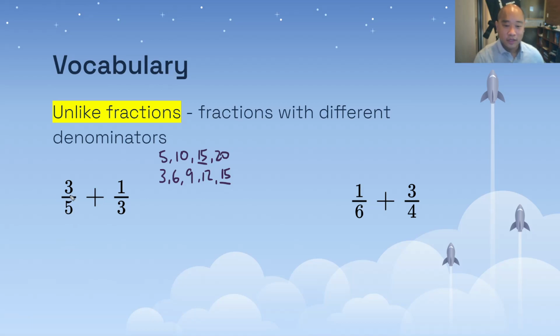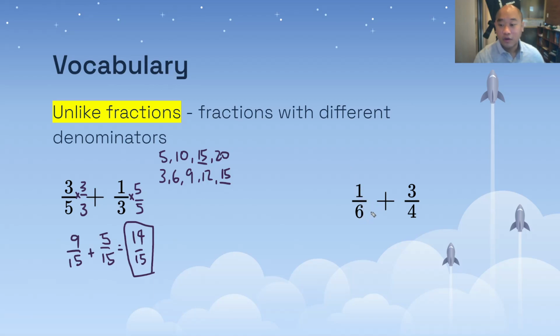So we're going to multiply this by 3 over 3, and we're going to multiply this by 5 over 5. And we'll get 9 over 15 plus 5 over 15. And that equals 14 over 15. And 14 over 15 is simplified. So we can just leave it just like this.